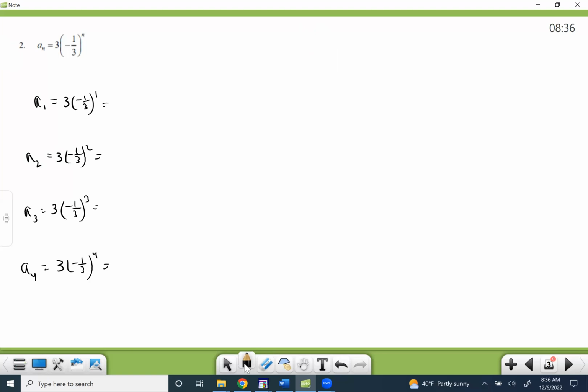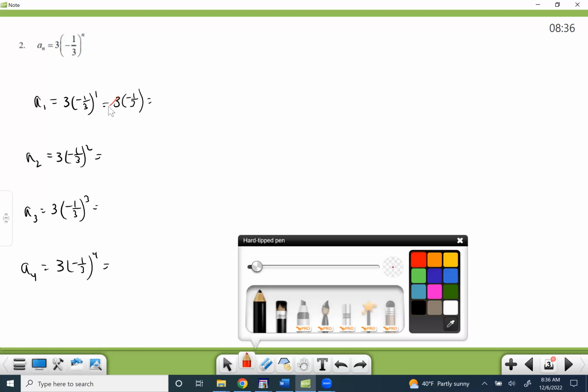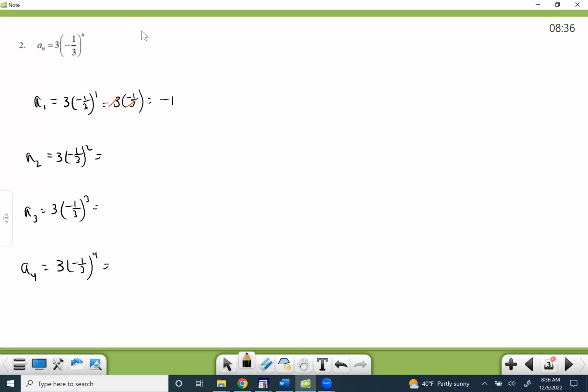All right, so -1/3 to the first is still just going to be -1/3. And if we multiply that, we get, sorry, my writing's atrocious. We could just cross cancel the 3's. So just the -1 will survive. So -1 is going to be our first term. And we know that we need 4, right?